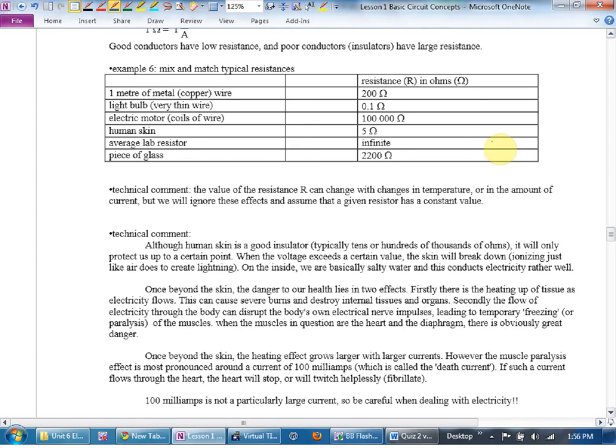Tell me the object. There's no seven. Copper, light bulb, electric motor. Which one? Glass. And what is the highest resistance on the right-hand side for a number to pick from? That symbol for infinity is an 8 on its side, right?